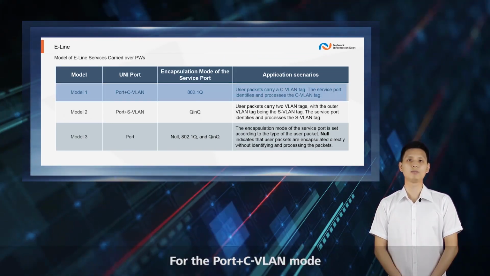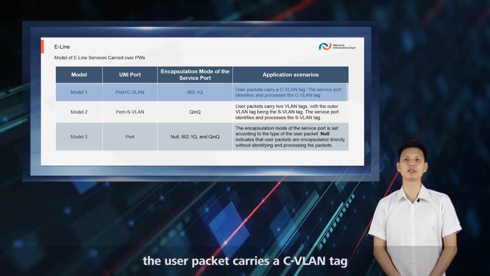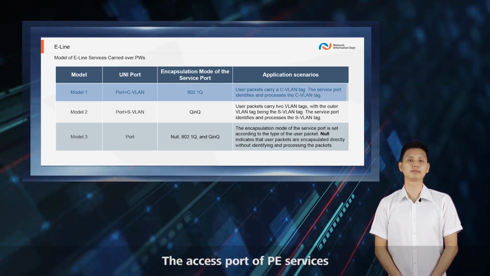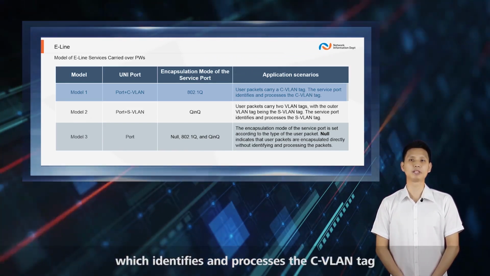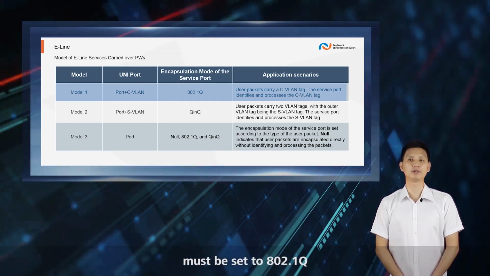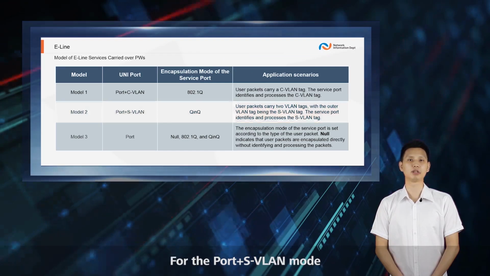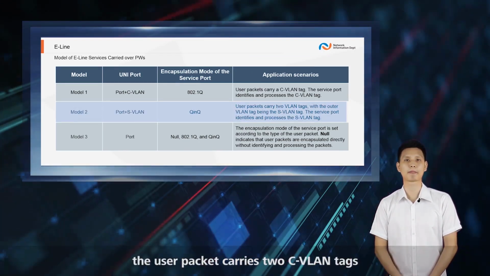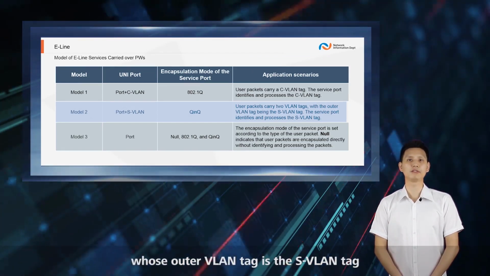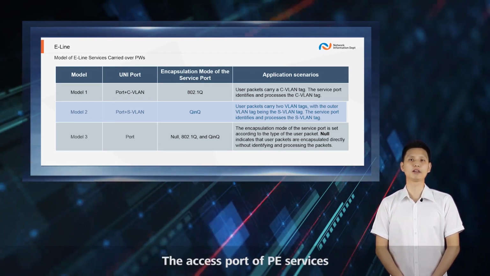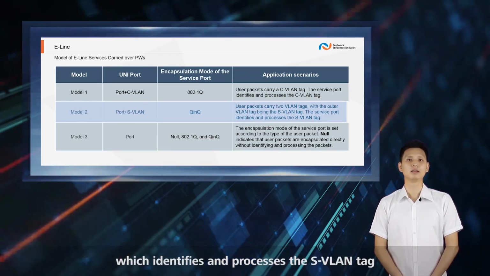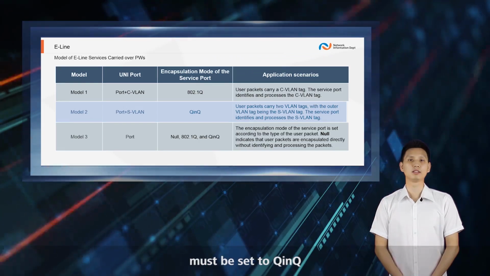For the Port plus C VLAN mode, the user packet carries a C VLAN tag. The access port of PE services, which identifies and processes the C VLAN tag, must be set to 802.1Q. For the Port plus S VLAN mode, the user packet carries two VLAN tags, whose outer VLAN tag is the S VLAN tag. The access port of PE services, which identifies and processes the S VLAN tag, must be set to Q-in-Q.